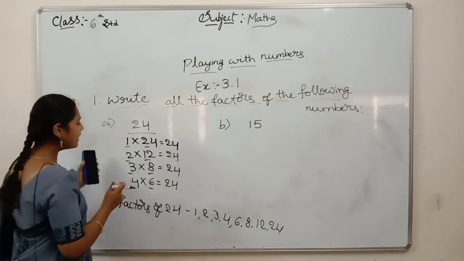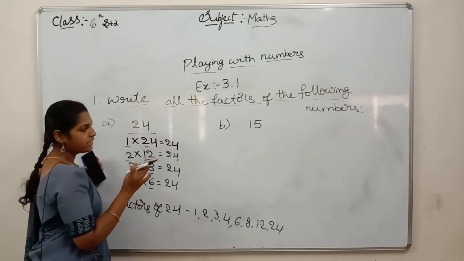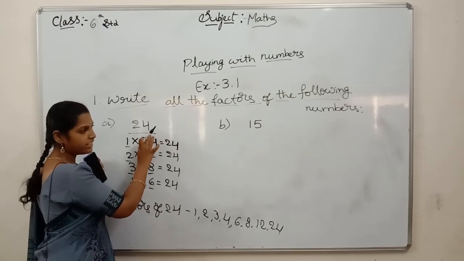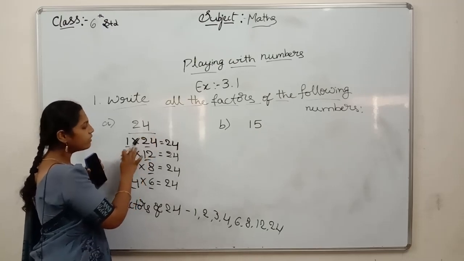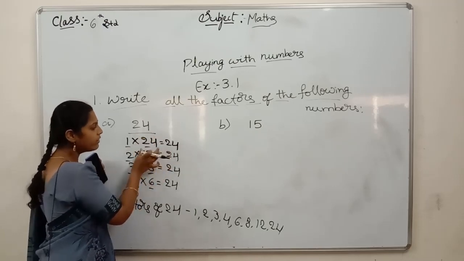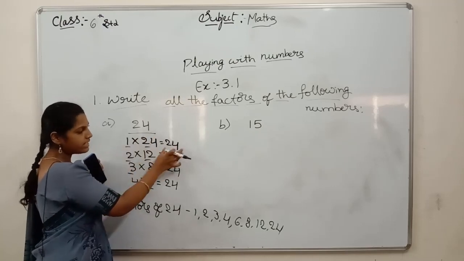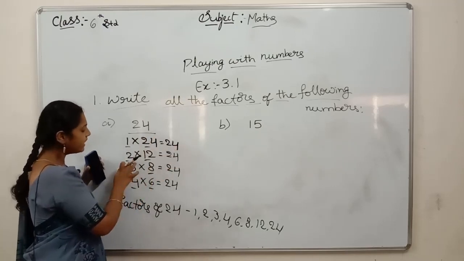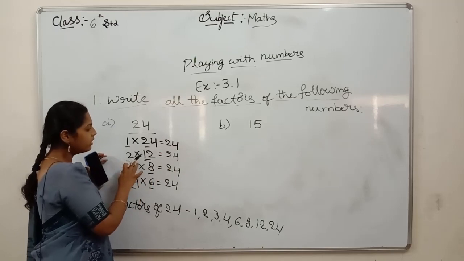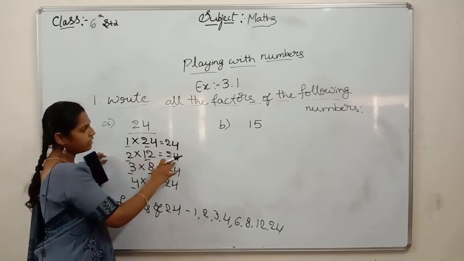We have to check in each table whether the given number is present or not. In the 1 table, 1 times 24 is 24. If you see, 24 ones are 24, we also get the same answer, 24. And next, if you check in the 2 table, 2 12s are 24.